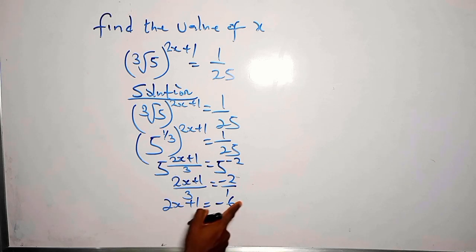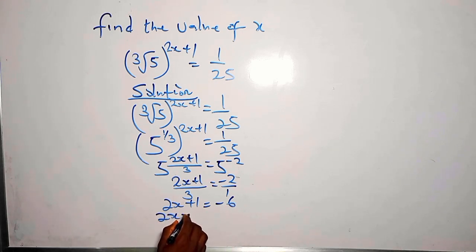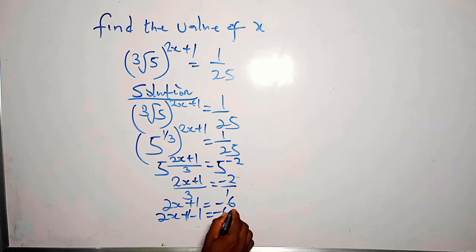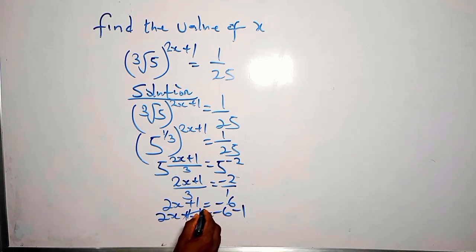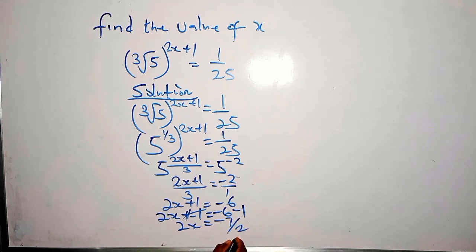Okay. So we subtract 1 from both sides. So we have 2x plus 1 minus 1 equals minus 6 minus 1. Okay. So this is out. So we have 2x equals minus 7. So the value of x is minus 7 over 2.